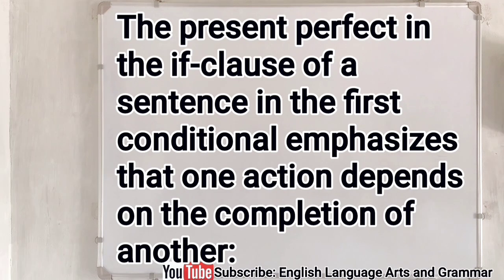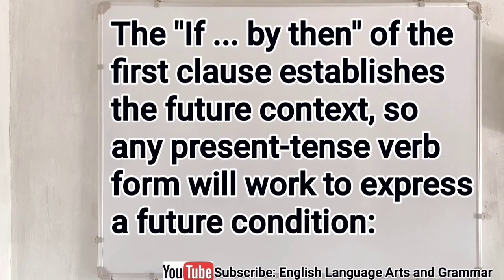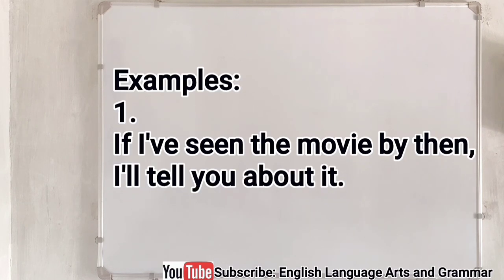The present perfect in the if clause of a sentence in the first conditional emphasizes that one action depends upon the completion of other. The if by then of the first clause establishes the future context. So any present tense verb form will work to express a future condition. Let us learn some examples by using present perfect and the modal verb.